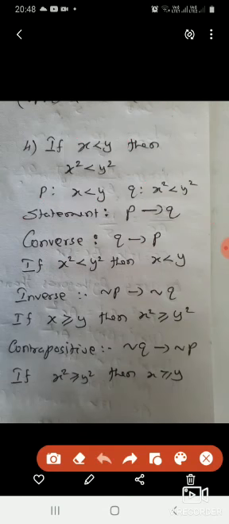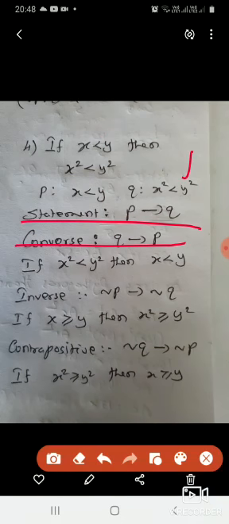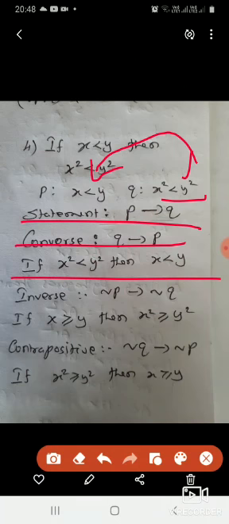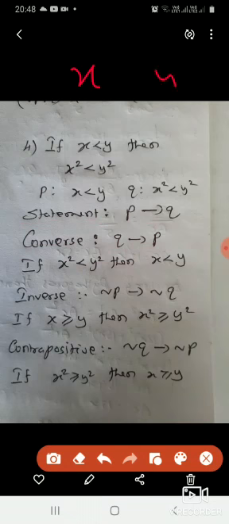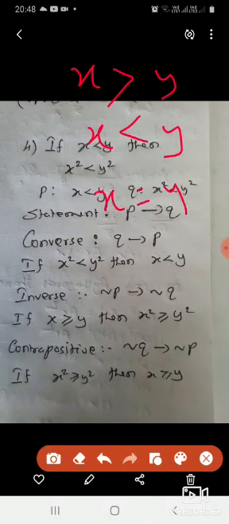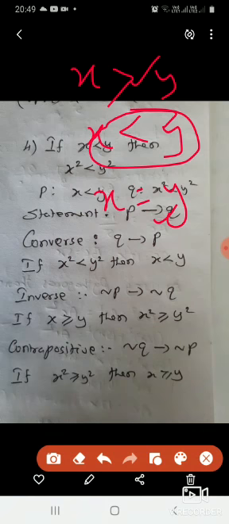Now we have to see one by one. Converse means Q will be first, Q to P. So if x square less than y square, then x less than y. Yes. Now one important thing you have to take care: whenever we compare two numbers x and y, there are three cases. x will be greater, otherwise x will be less, otherwise both are equal. Not less than means it may be greater than or equal.